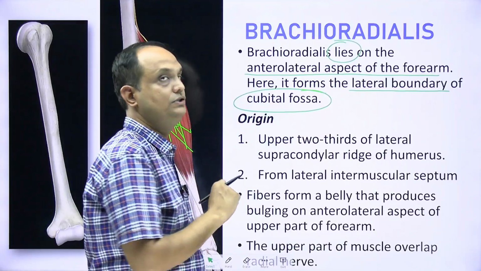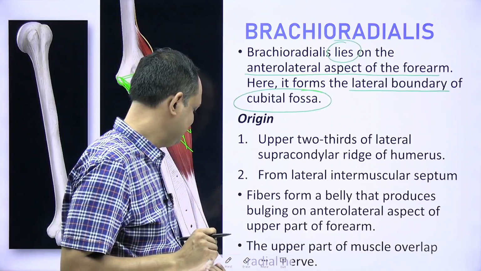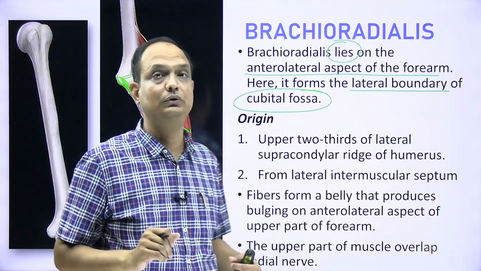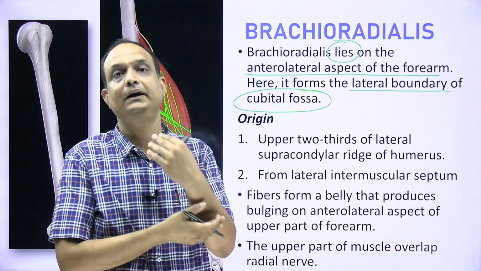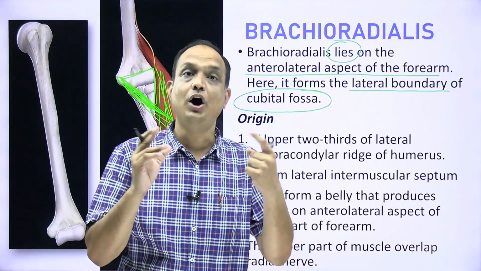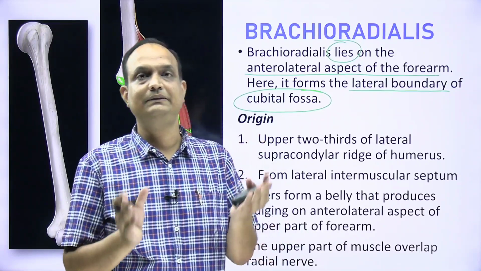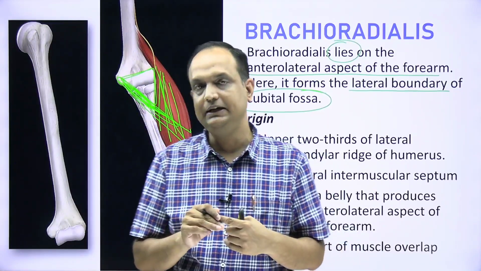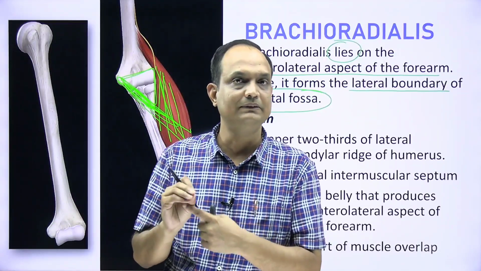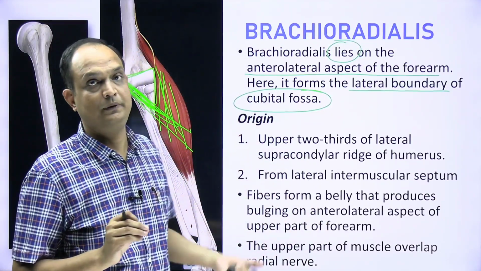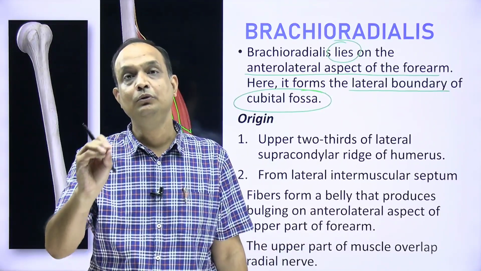Now what is the origin of this muscle? You have to keep one concept in your mind which I already told you: the muscles of the superficial group of the posterior compartment of the forearm do not arise from the radius and ulna. If any muscle arises from the radius and ulna, then this muscle has to be a deep group muscle. Because the superficial group muscles come from the humerus bone.